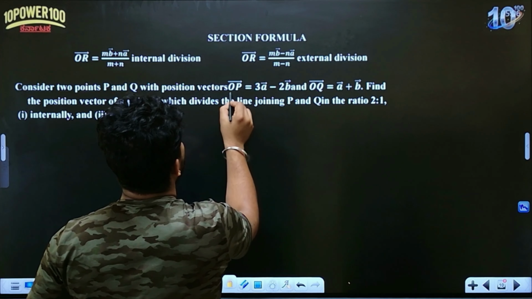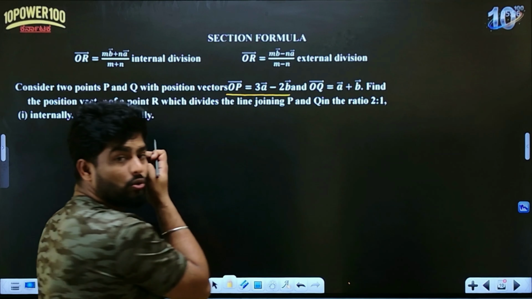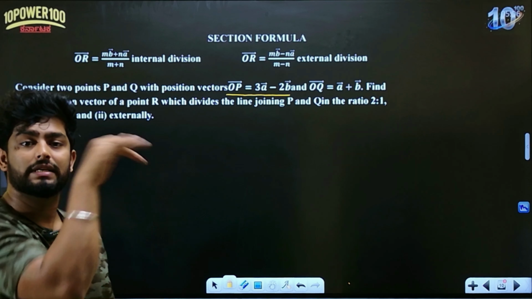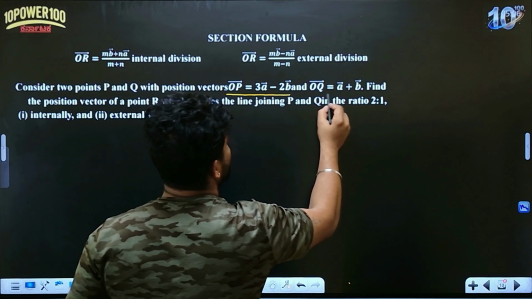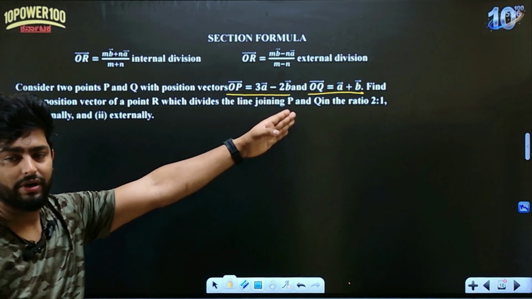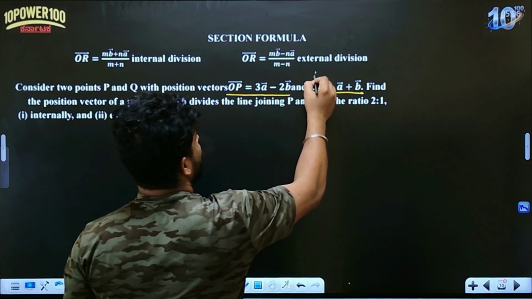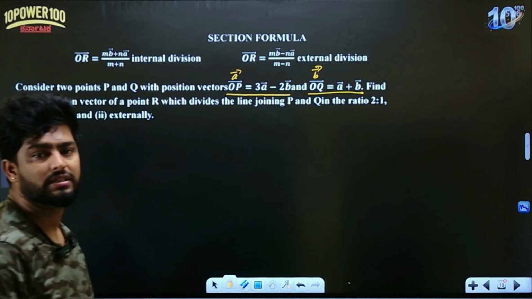Look at this, the OP vector and OQ vector are given. OP vector is given as 3a minus 2b. They have used vector a inside the OP vector, so we can't use AB here. So I'll write it with a little modification. It's very simple. Take B vector as the OQ vector. This is B vector and this is A vector, that's it. But we will not mention that one.